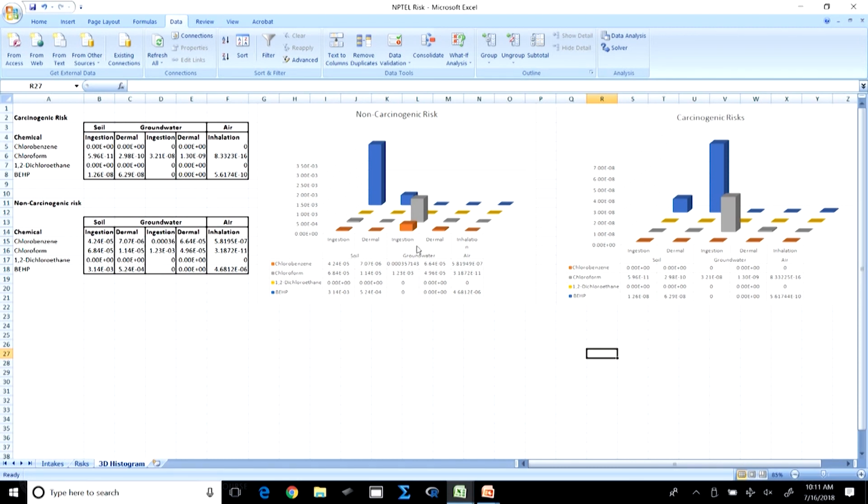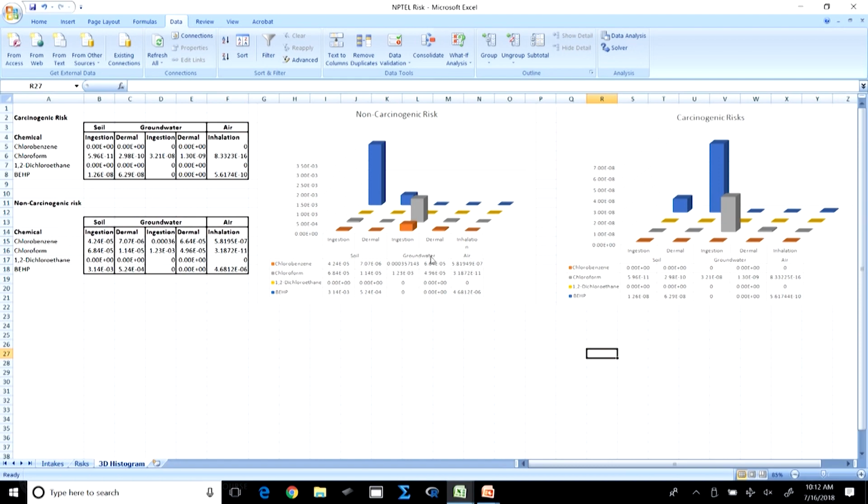And here for soil, groundwater and air. For soil we considered both ingestion and dermal contact. For groundwater again ingestion and dermal, and inhalation only for air, obviously. So when I look at this, which pathways typically seem to be posing a greater hazard? Typically it seems soil, and the particular chemical is BEHP, right. From groundwater, it is typically only the ingestion that seems to be an issue.